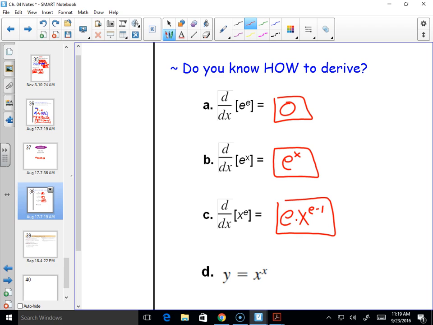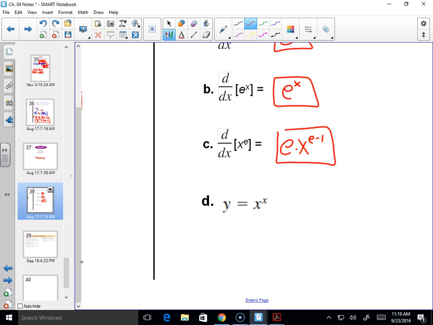Letter D. For C, I did ln both sides, 1 over y, multiply the y over. Letter D, what should you do to both sides?